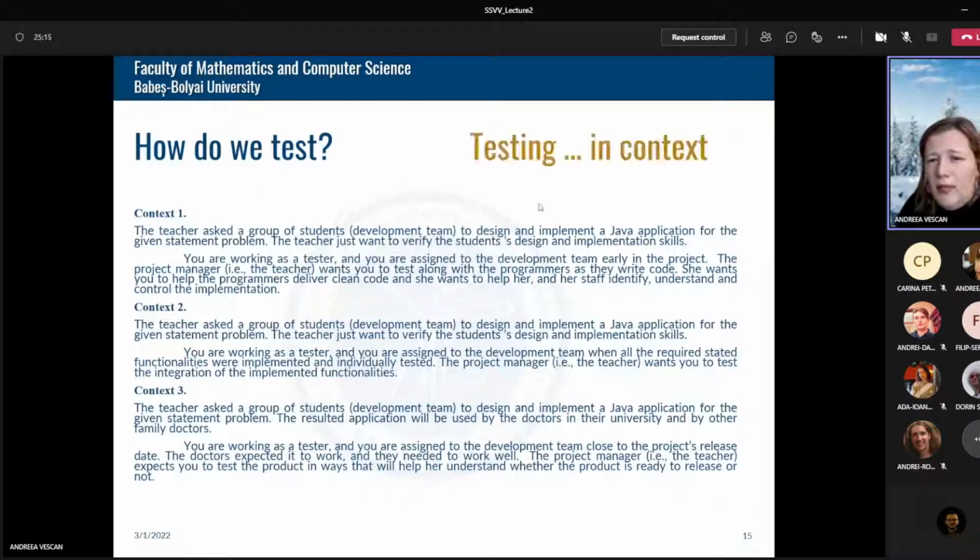So as you see, how do we test, right? It's very important to acknowledge that we test in context. You can be assigned to a project as a tester either in the early stages of the project, if you need to also test the source code, or in the middle part, for example, if you think about the integration part, right? And even at the end, if you need to provide the stakeholder or the project manager with information to help with the decision, right? So it's very important that we acknowledge the context in which we test.